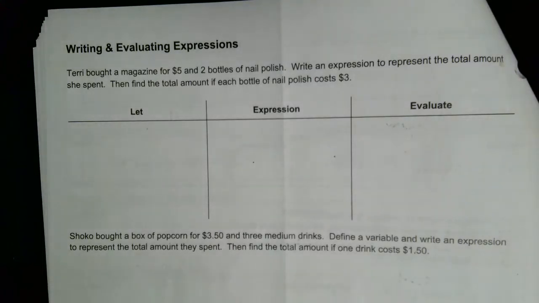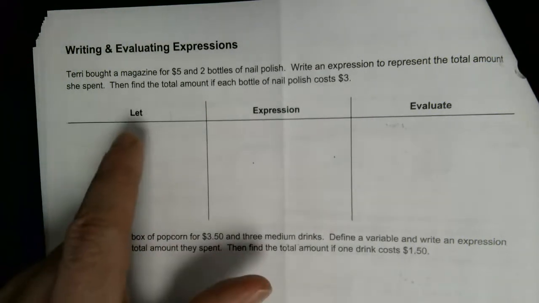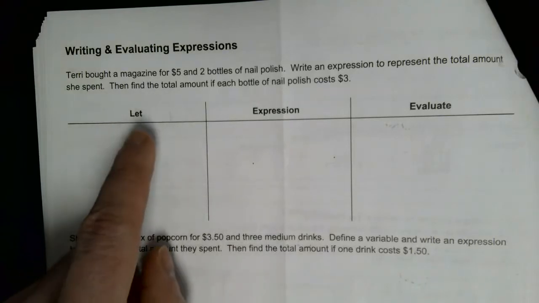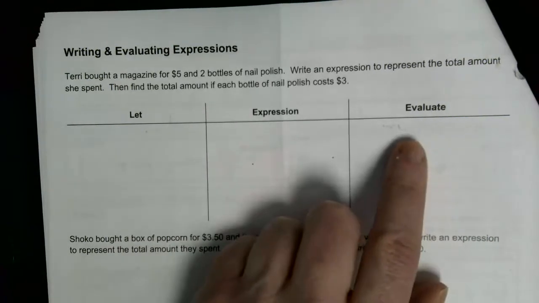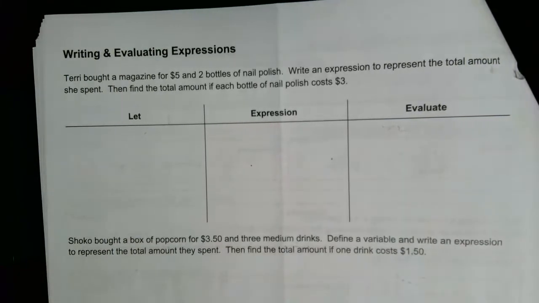All right, so we're going to be on page 20 of the Unit 5 packet. And today we're going to practice what we did last time in class, and that is writing and simplifying and also evaluating expressions. We're going to use our chart here that we did last class. We're going to write a let statement. We're going to write an expression, and then if we can, we're going to evaluate it if we have the answer.